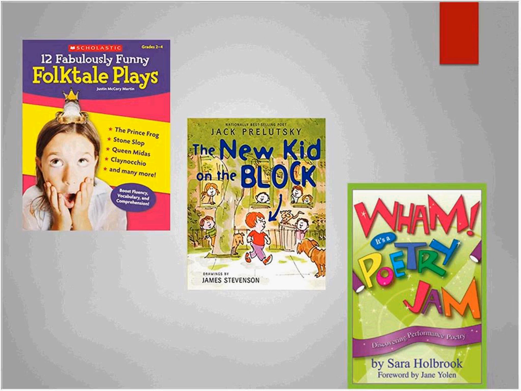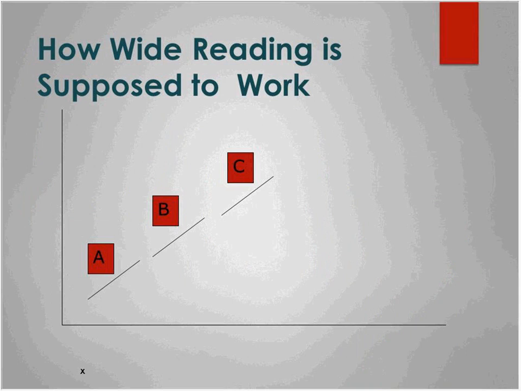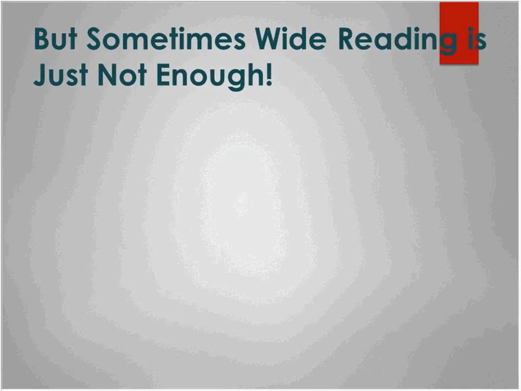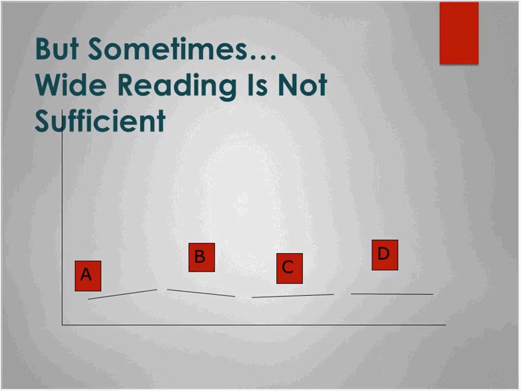All you've got to do is search poetry for children, and you're going to find that great stuff. Now, this wide reading is supposed to work. Passage A, and you learn a little bit by it, and it moves on to passage B, and you get a little bit better from practicing that, reading it once, and so on and so forth. But it doesn't work like that. It's more like this, where you're bouncing around the bottom.